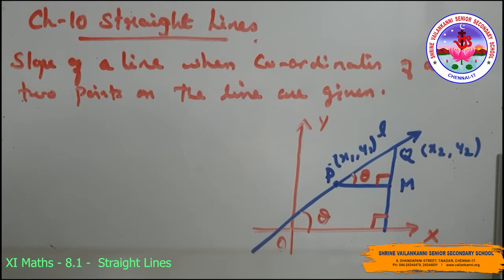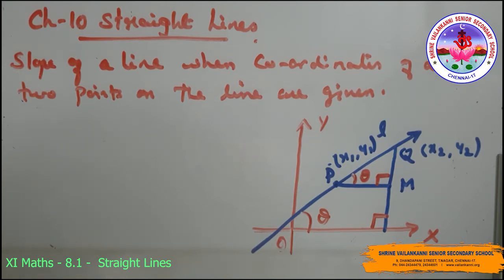So what is slope of a line? If theta is the inclination of a line L, then tan theta is called the slope or gradient of a line. So slope is denoted by m and m equal to tan theta. It is observed that the slope of x-axis is 0 and the slope of y-axis is not defined.